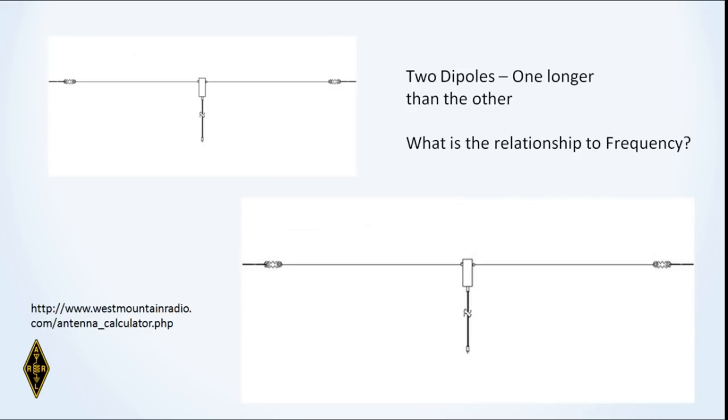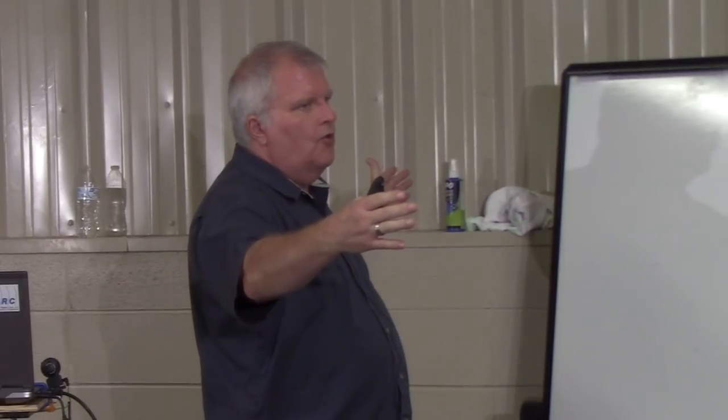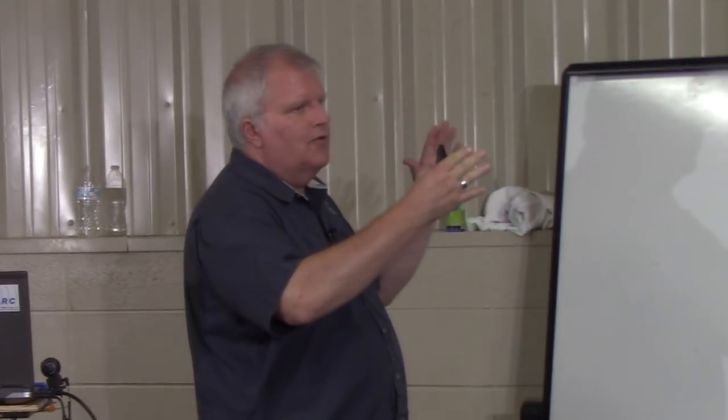So, two dipoles, one shorter, one longer. The shorter antenna is going to be for a higher frequency. The longer antenna is going to be for a lower frequency. Because with a lower frequency, longer wavelength, higher frequency, shorter wavelength.